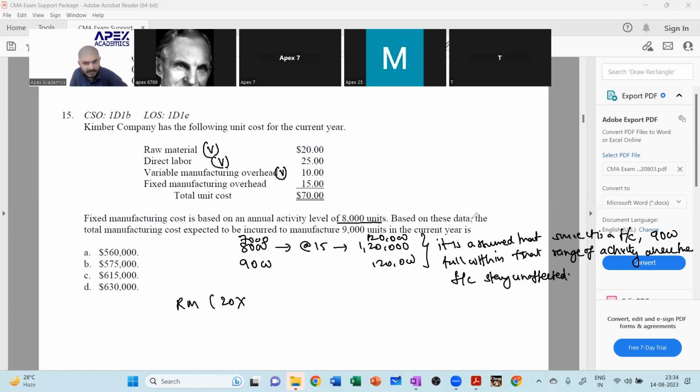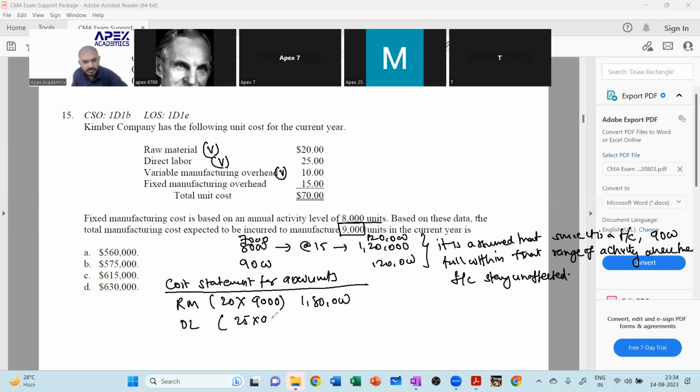Based on this data, the total manufacturing cost expected to manufacture 9,000 units, so this is a cost statement for 9,000 units. Raw materials will become 1,80,000. Now let's look at direct labor. Direct labor is 25 per unit for 9,000 units. This will become 2,25,000.